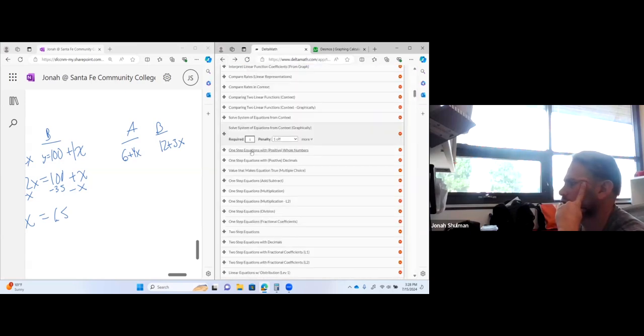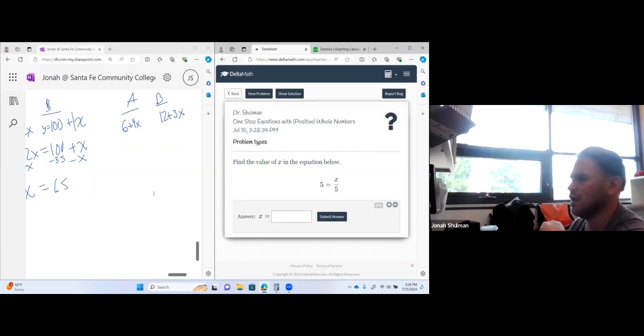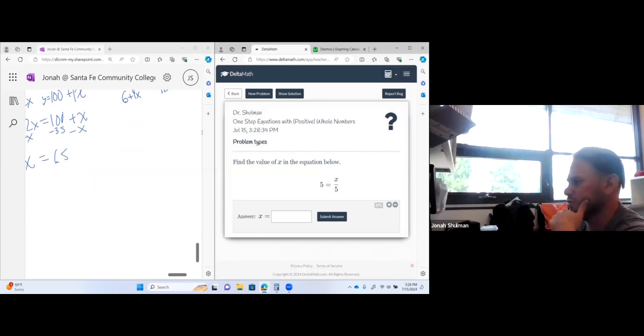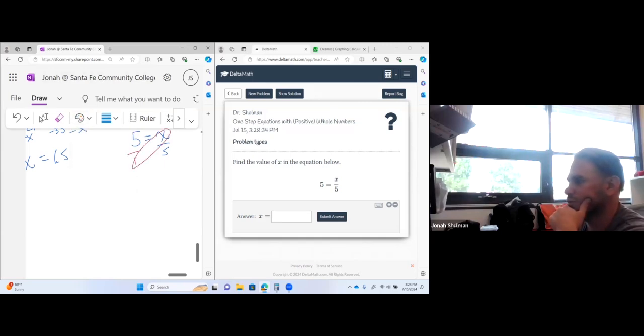Okay, so let's do one step with whole numbers, some basic old algebra. I think we did enough elimination. So here we go. 5 equals x over 5. I'll show you two ways to solve it. The first way is one side's a fraction, make the other side a fraction, you cross multiply. X is 25. The other way, we could times 5 to both sides. Either way, we're left with 25.